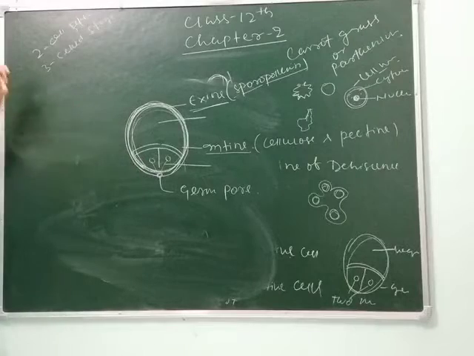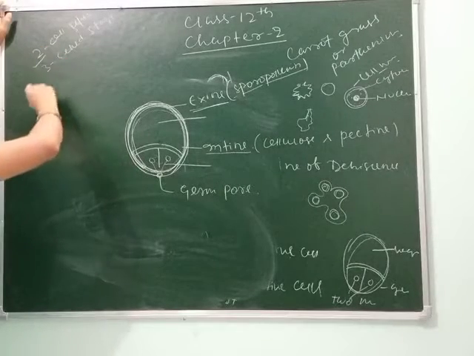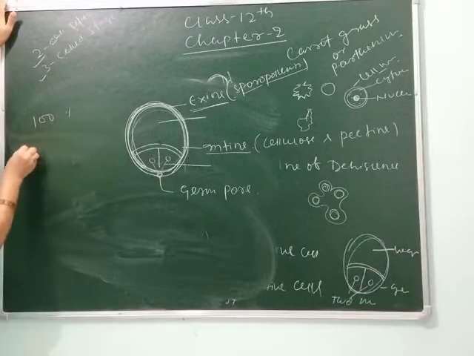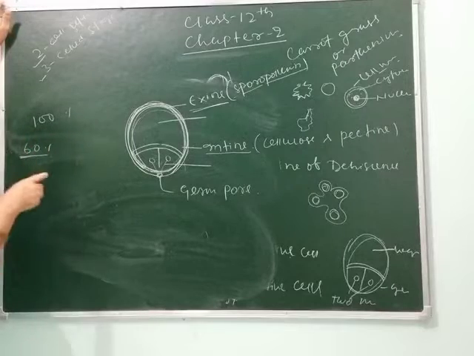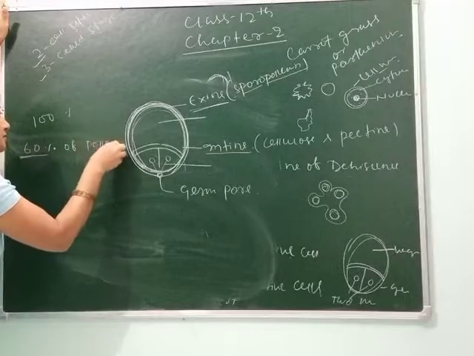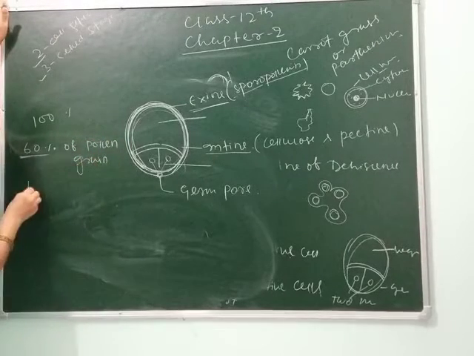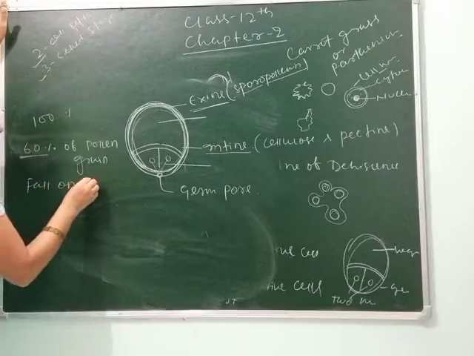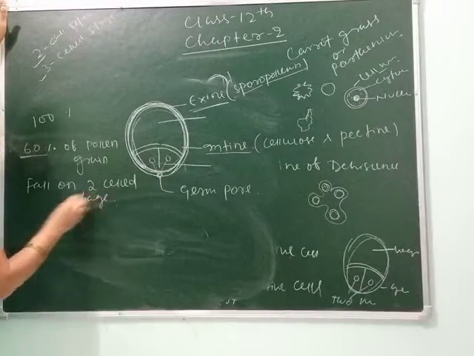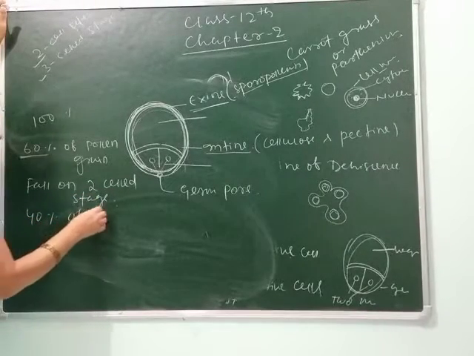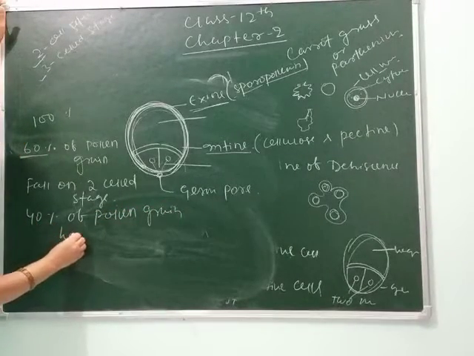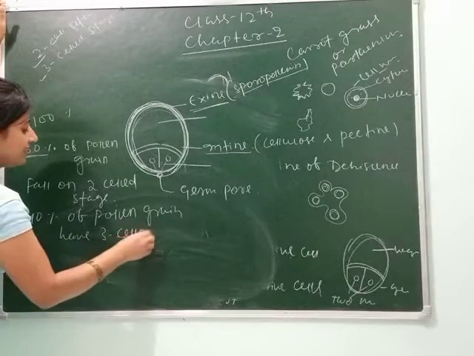So next, as I have told you here, some are 2 cell stage and some are 3 cell stage. If we consider the pollen grains as 100%, then 60% of pollen grains, remember this will come in a 1 mark question, fall on 2 cell stage, whereas 40% of pollen grains have 3 cell stage.